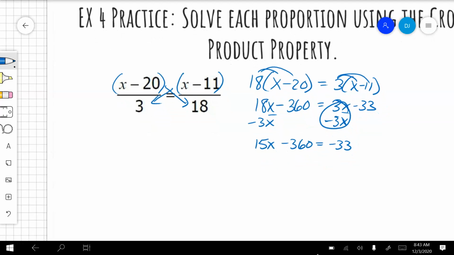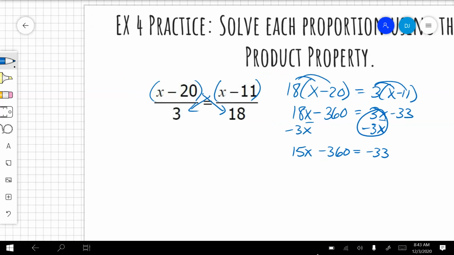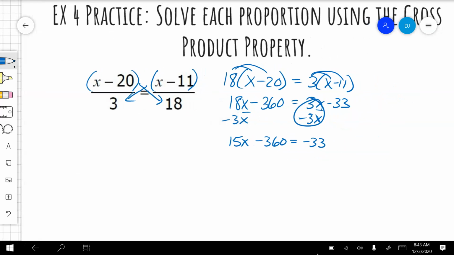All right, now what we're going to do is we're going to go ahead and move this constant to the other side. So I'm adding 360 to both sides. And I keep pressing the eraser button. All right, 15x equals 327 after you subtract the 33. And I'm left, and then divide both sides by 15, and you're left with 21.8.